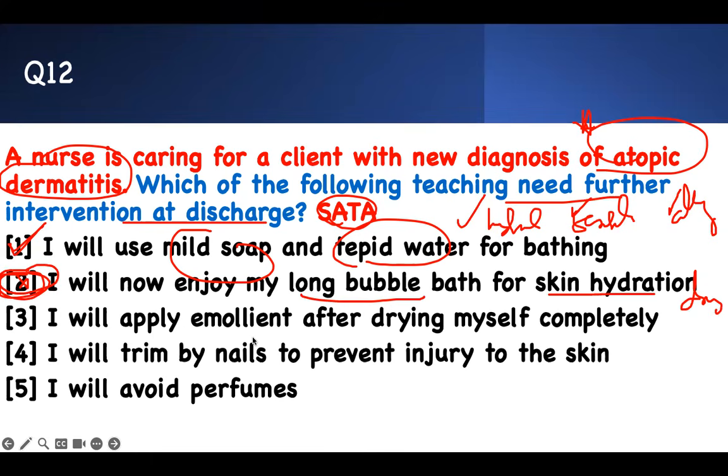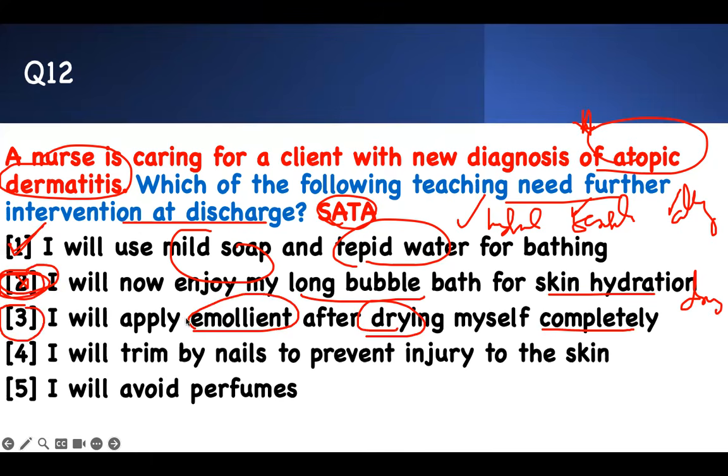I will apply emollient after drying myself completely. This is also a trap. The reason why we use emollient is to keep the skin hydrated. For people who have atopic dermatitis, you pat dry your skin. You don't just wipe it really, really dry. You keep some water on and apply the lotion. So you should not clean everything out. If you clean everything out, we have a problem.